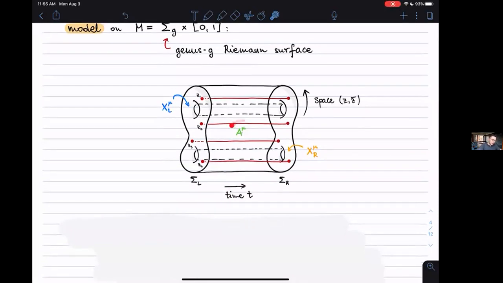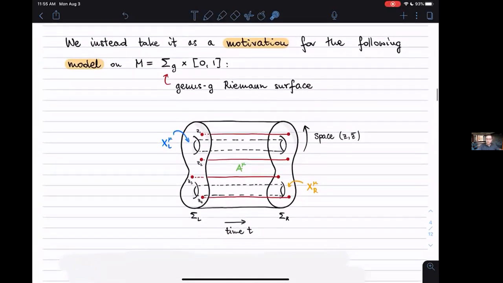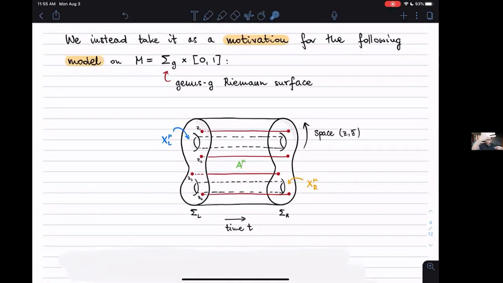What we're going to do is put a Chern-Simons field in the bulk, and there will be these edge modes, which I denote by these symbols on the boundaries. So from now on, you can forget about what I was saying before, and let's study this model.